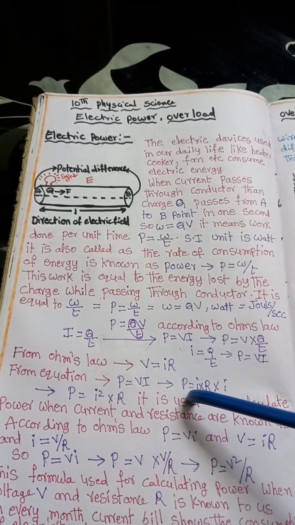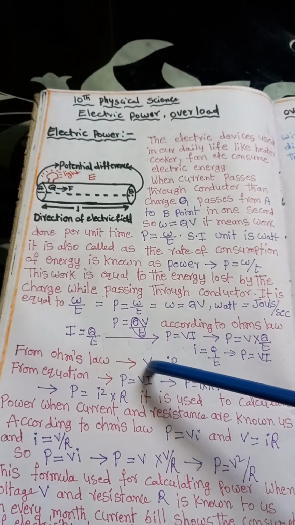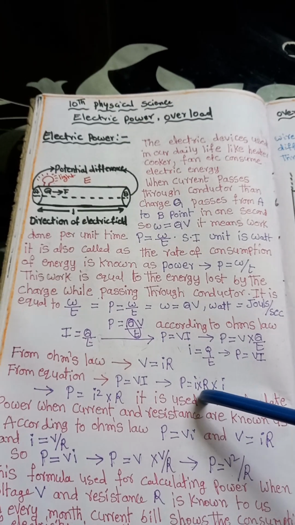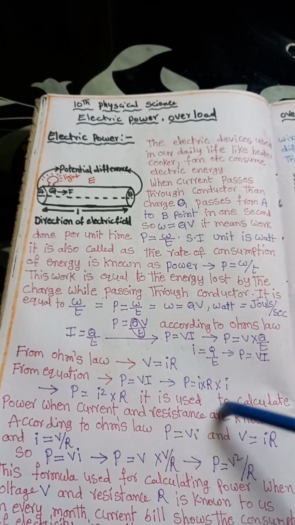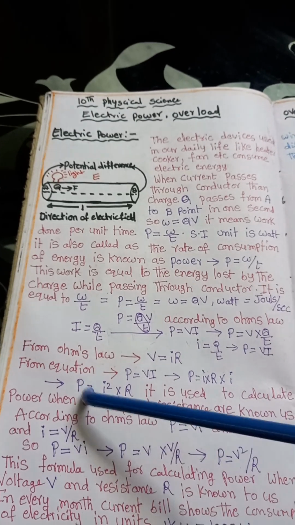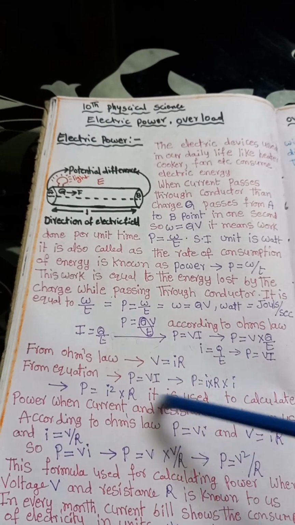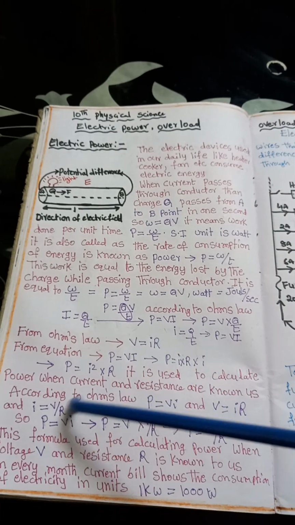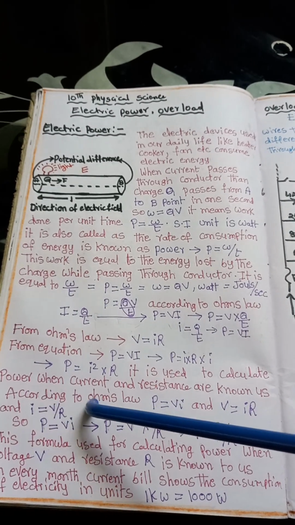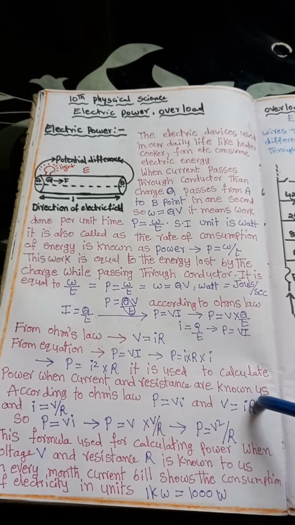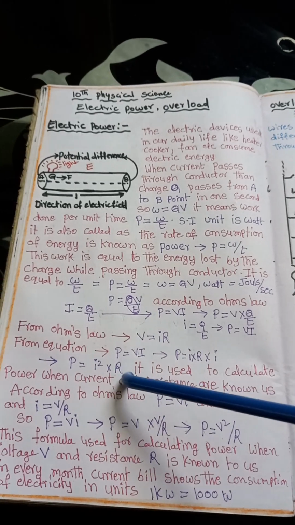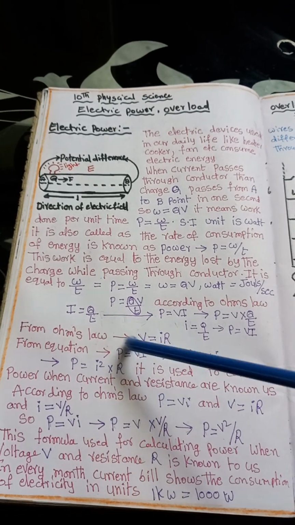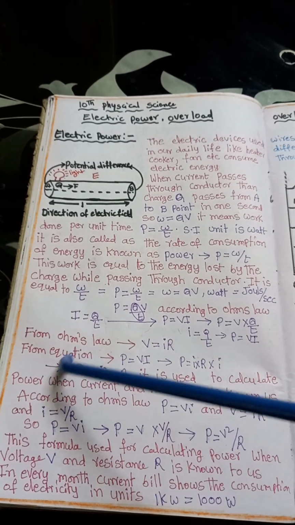So P is equal to, here instead of V you write IR, and I as it is. So P is equal to I square R. It is used to calculate power when current and resistance are known. Here R means resistance and I means current. So when these values are given, then we calculate the power.